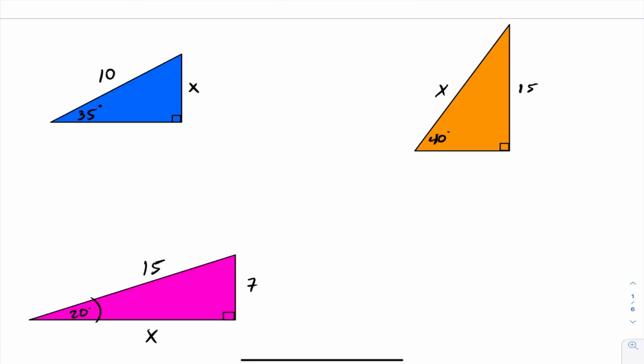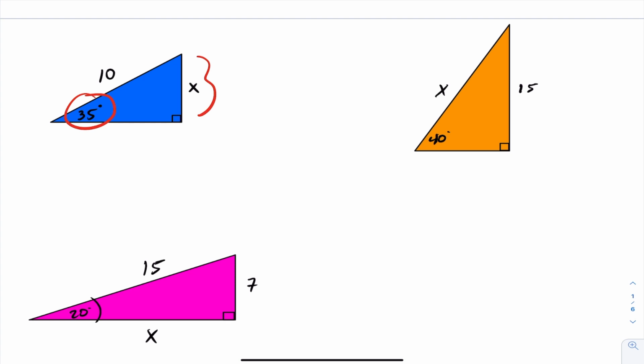All right, let's look at our first example here. When you're given a triangle and you want to solve for a length, in this case they want us to solve for this length here, x. What you do is pick an angle that you're going to reference, one of your non-right angles. In this case, I'm going to use the 35 degrees as an example.